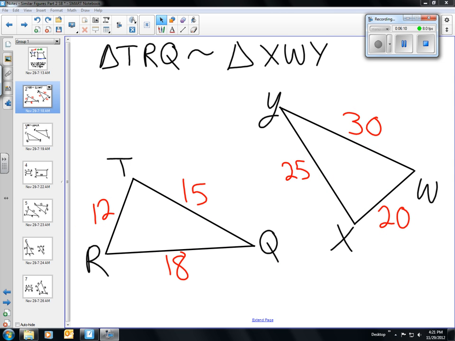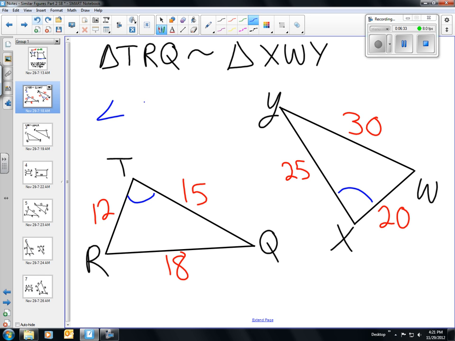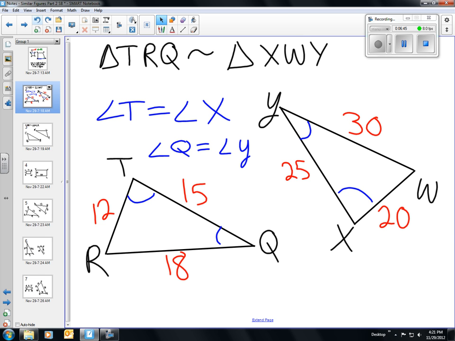Then under Objective 2, it says, what is the relationship between the corresponding angles of triangle TRQ and triangle XWY? The relationship between the corresponding angles is that they're congruent. Angle T is corresponding with angle X, so angle T is congruent to angle X. Since Q corresponds with Y, angle Q is equal to angle Y. That's true for any similar figure. So underneath it says the interior angles of any similar figures are congruent.